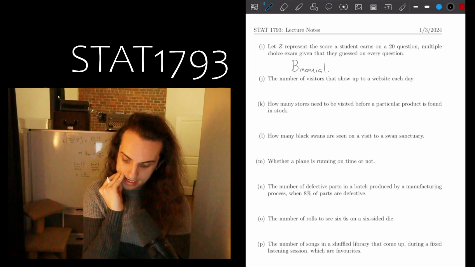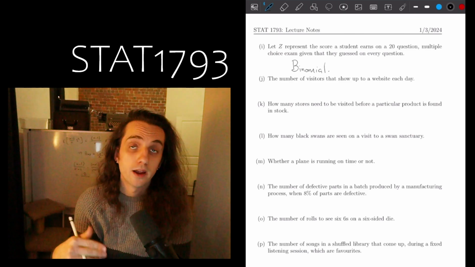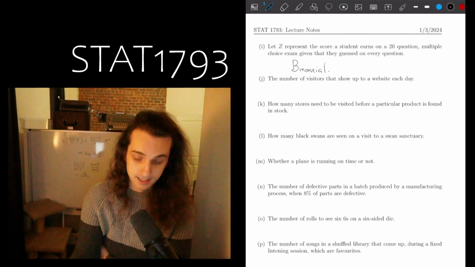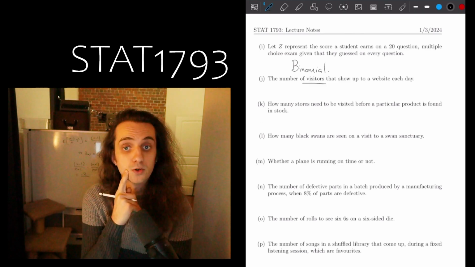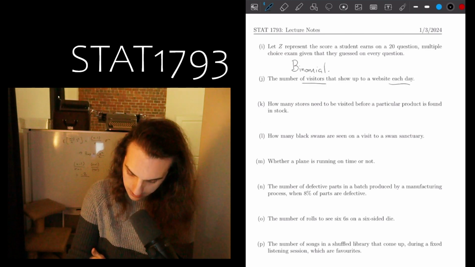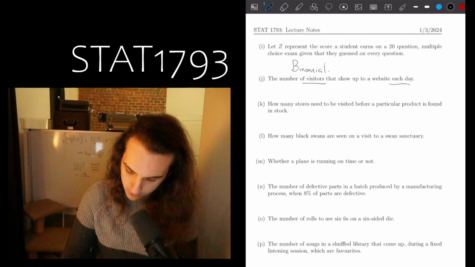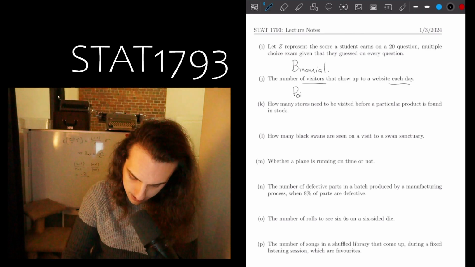The number of visitors that are showing up to a website on any given day, right? We want to count up the number of events. In this case, the number of events is a visitor coming to a website in some period of time on a given day, right? Counting up events in a particular time or space, always going to be Poisson.